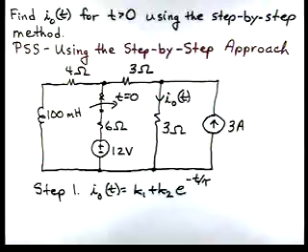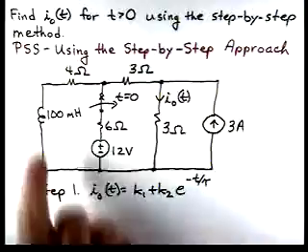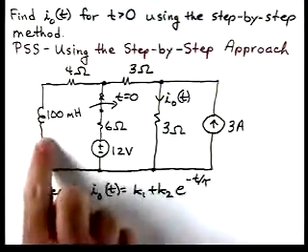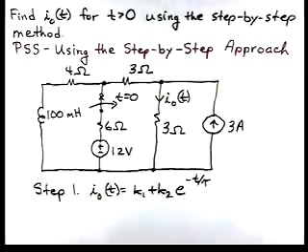In this problem, we want to find i0(t) for t greater than 0 using the step-by-step method. We're going to utilize a problem-solving strategy entitled Using the Step-by-Step Approach. Here's our circuit. We have a single inductor over on the left. We have a switch that opens at t equals 0.